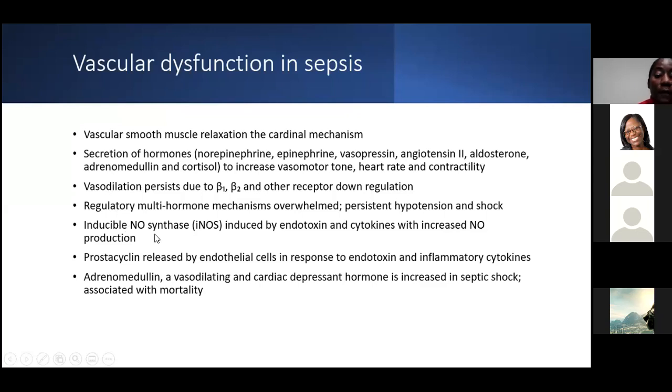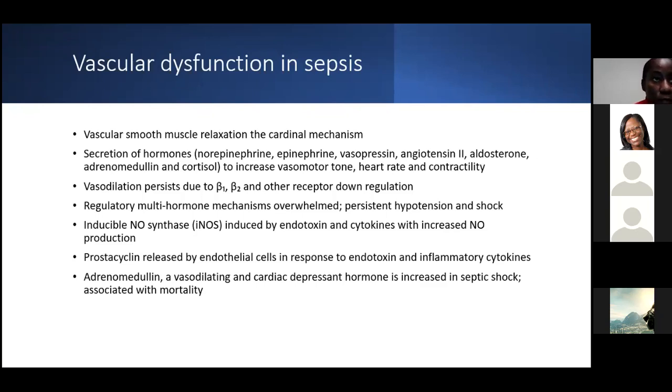Then you also have increased nitric oxide production, which is induced by endotoxin and cytokines that cause induction of inducible nitric oxide synthase. There's also release of prostacyclin by the endothelial cells, and this will also result in vasodilatation. And there's an increase of adrenomedullin, which is a vasodilating and cardiac depressant hormone. So it's a whole mix of vasodilation because endotoxin and cytokines produce these substances, these hormones that cause vasodilation. You have downregulation of your receptors, dampening your vasomotor tone, and another effect is reduced ventricular contractility. So knowing all these pathophysiological mechanisms guides us as pediatricians as to what the next step is.